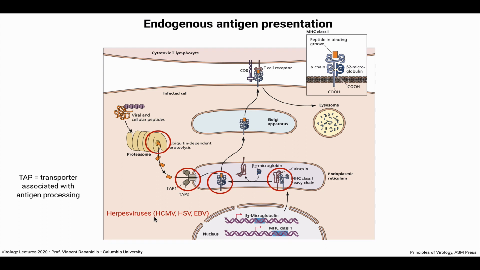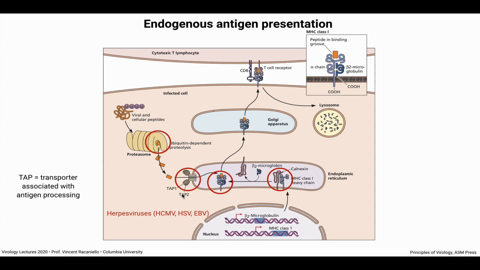These are typically encoded in genomes of herpes viruses. Human cytomegalovirus, herpes simplex virus, Epstein-Barr virus. These are viruses that we'll encounter in a few lectures. They cause persistent infections. They're not efficiently cleared by immune responses, and in part it's because they antagonize CTL killing of infected cells. So these circles simply tell you different steps where virus proteins antagonize this endogenous antigen presentation pathway.